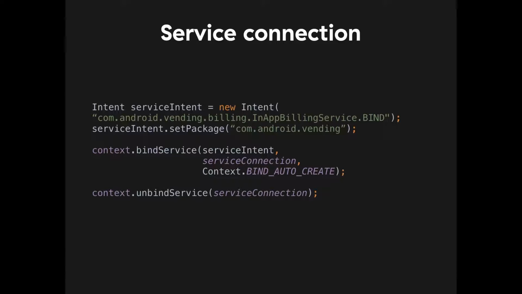First thing you need to do is connect to a service in order to communicate with Google Play application. When you connect to any kind of service, you need to unbind that service when you don't need it anymore. And another really important step here is setting package name, because if you don't set it on Android Lollipop and above, you will get an exception stating that your service intent isn't explicit and your application will crash.